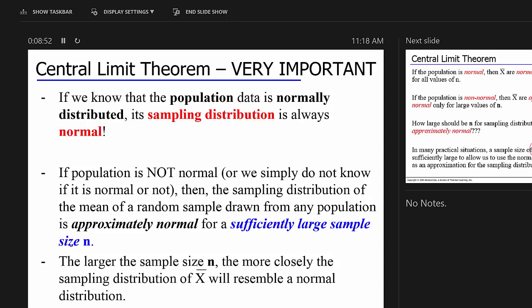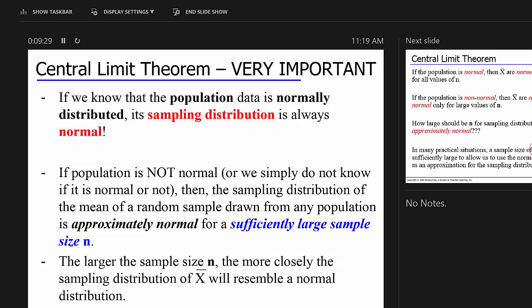Okay, so then what happens? You still can get samples, and you still can get sample averages and collect them together and plot the distribution. You're going to get a sampling distribution. So the second fundamental result of the central limit theorem says that if your population is not normal, that is still okay. If you take a sufficiently large sample size, then your sampling distribution is going to be approximately normal, so almost normal. And the larger your sample size is, the more normal your sampling distribution is going to look.